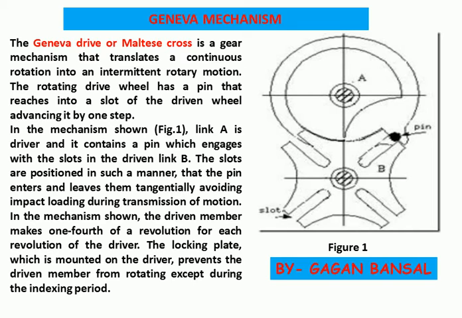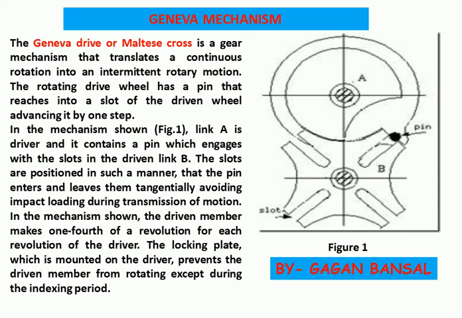In the mechanism shown, the driven member makes 1/4 of a revolution for each revolution of the driver. The locking plate, which is mounted on the driver, prevents the driven member from rotating except during the indexing period.